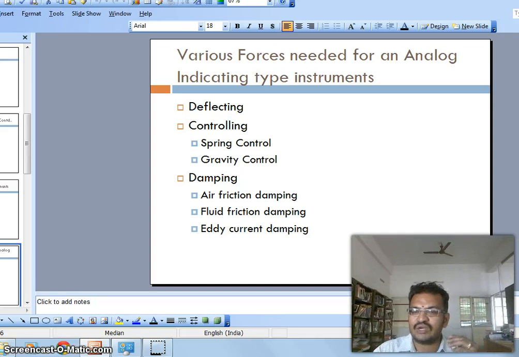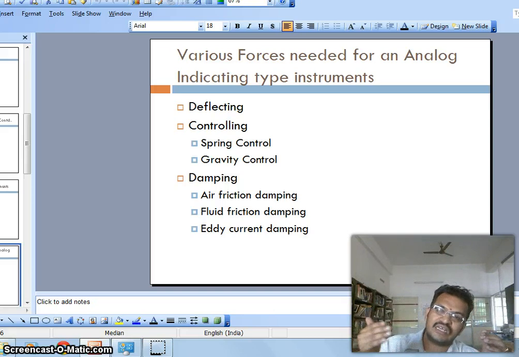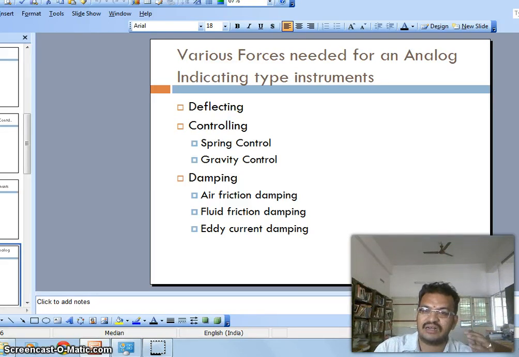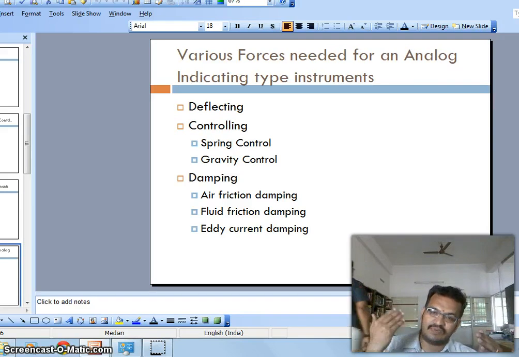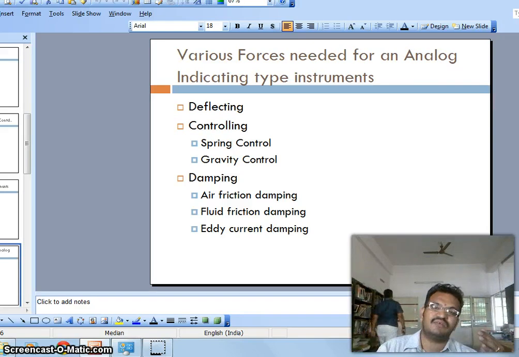Then what do we mean by controlling torque? The controlling torque controls the movement of the pointer on a particular scale range based on the electrical quantity passing through the instrument. Controlling torque is achieved in two ways: spring control and gravity control.